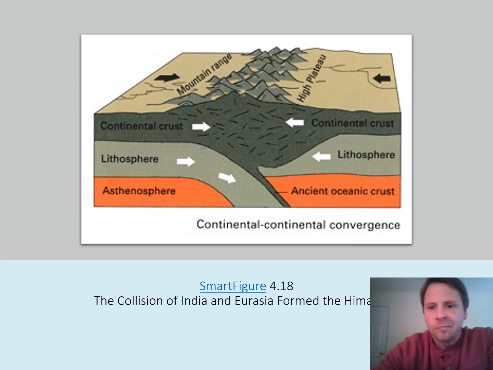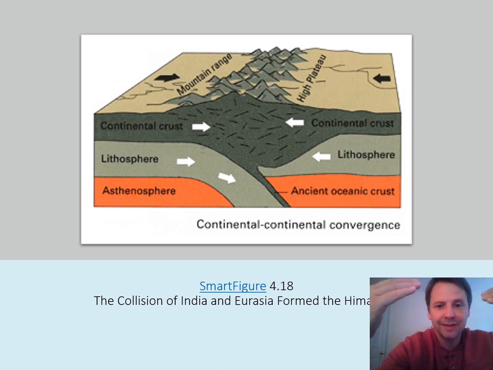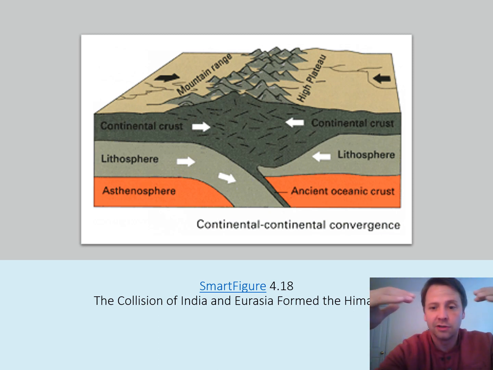And as we recall, this is a smart figure from the book, so I'd suggest looking at this. Obviously, it's not hyperlinked in this video, but it is in the book, or you can type it in manually. But you have the two crusts, the two continental plates converging together. As they converge, because they're of essentially equal density, right? Now you don't have the dense oceanic plate that's capable of diving below, they're essentially going to collide.